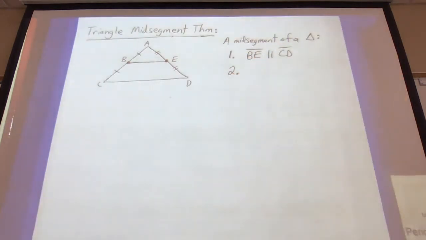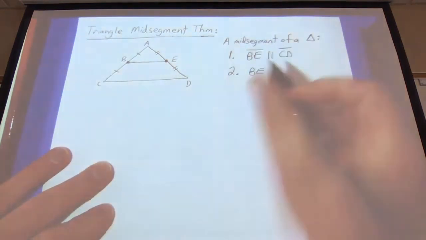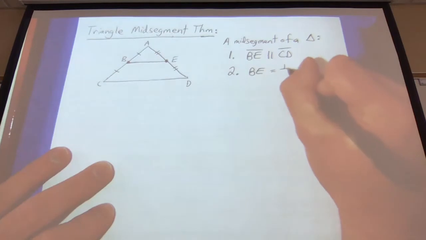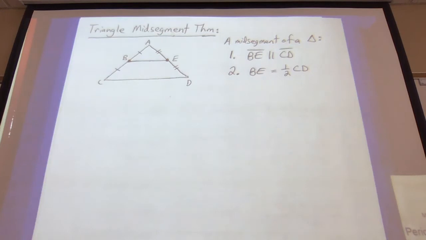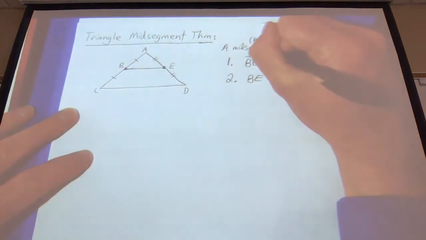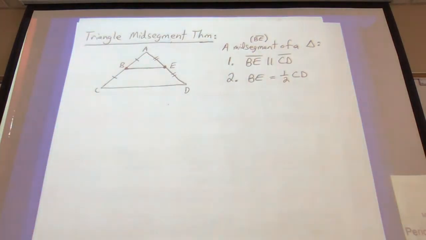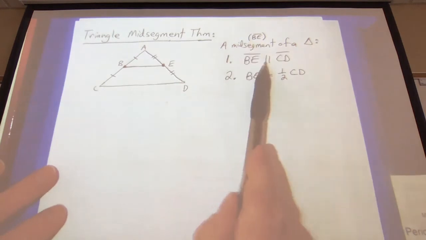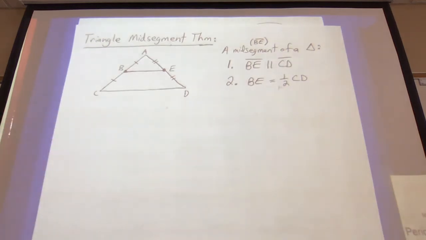And then the second thing is the length of it. The length of your mid-segment, BE is our mid-segment here, its length is going to be half the length of that third side, which is CD. And I think above mid-segment here, I'm going to put in parentheses BE. BE is our mid-segment on the picture. That mid-segment will do two things. It's going to be parallel to the third side. It's going to be half the length of the third side. And that's what we learned yesterday in GeoGebra.